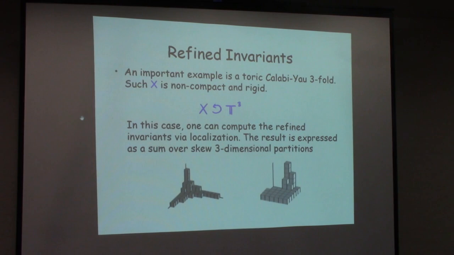In particular, when the Calabi-Yau is toric, such Calabi-Yaus are non-compact, but they still provide a very nice laboratory for counting things. You can express this refined invariant in terms of counting of skew three-dimensional partitions. I'll come back to it later, but it takes us back from something rather abstract and subtle, this refinement is a rather delicate thing to define properly, to the realm of nice and concrete combinatorics.